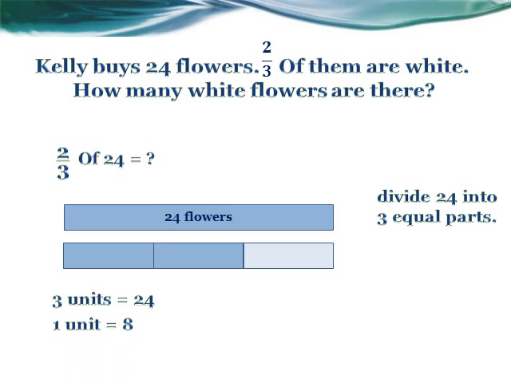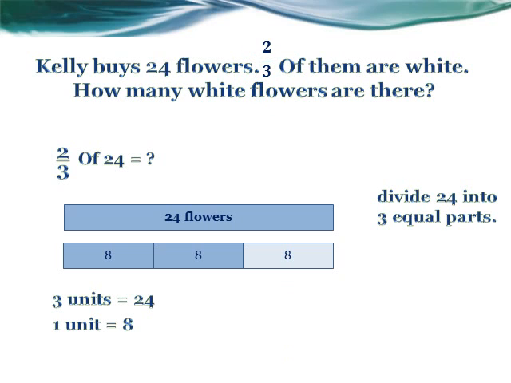If 3 units is equal to 24, therefore 1 unit is equal to 8. That is 24 divided by 3, that is equal to 8. So that means 1 bar represents 8. The other bar also represents 8. And the second bar again represents 8.